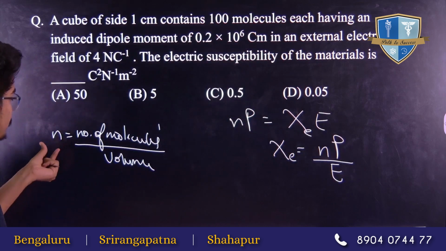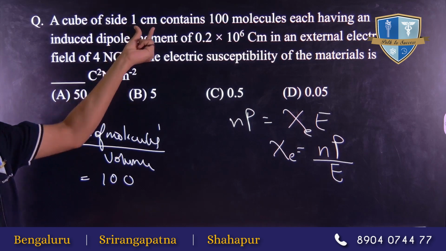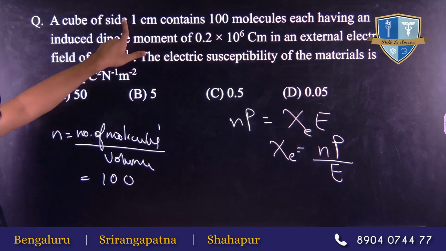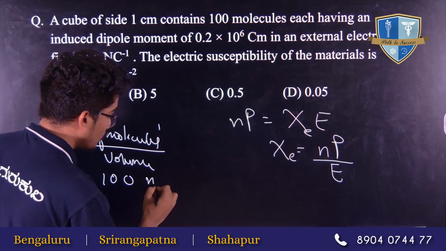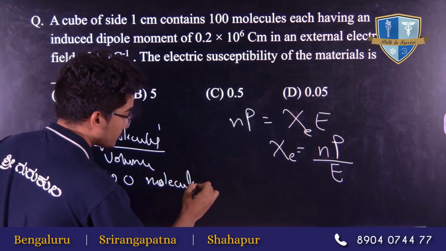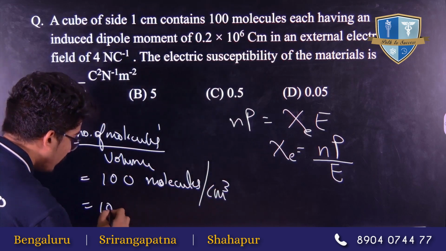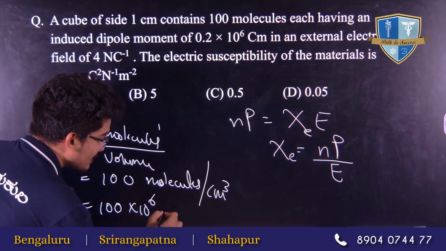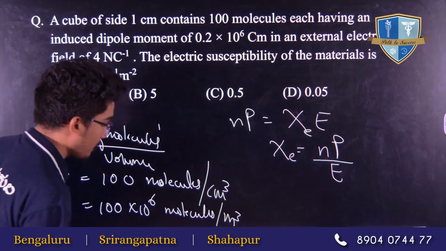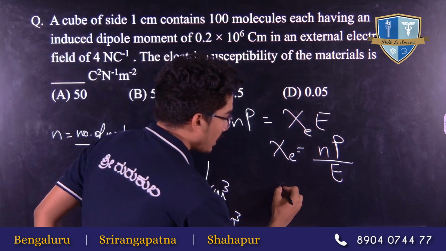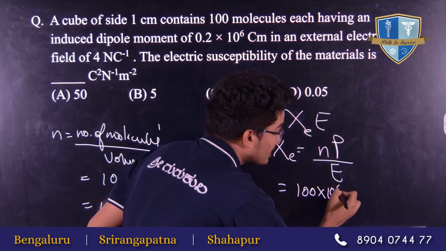Now what is this N? N is equal to 100 per unit volume, but volume we need in meters. We have a centimeter cube. So this 100 is 100 molecules per centimeter cube. Now we'll have to convert this into meter cube. So this will be equal to 100 into 10 to the power 6 molecules per meter cube. Now this N we can use there. So N is equal to 100 into 10 to the power 6.